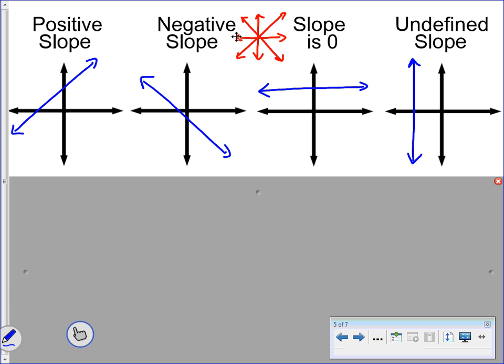So whenever you see a line going up, you should know that the slope will be positive. Whenever you see a line going down, you should know the slope is negative. Horizontal is always zero slope because it doesn't go up or down. However, a vertical line, which is straight up and down, is undefined.